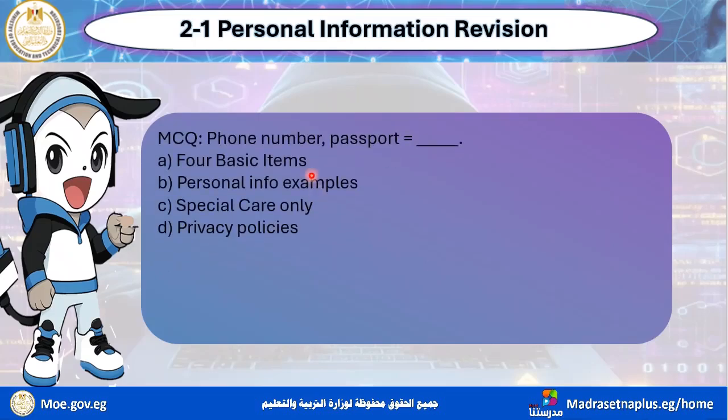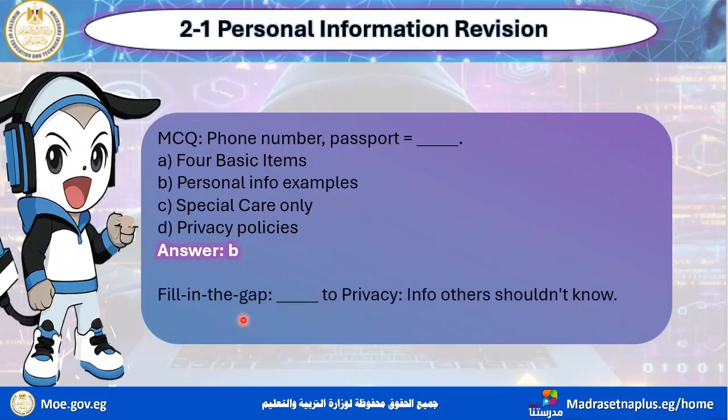Phone number, passport, they are all equal. The four basic items, personal info examples, special care only, privacy policies. So, your phone number and your passport, they are examples of personal information. Fill in the gap. What to privacy? Info others shouldn't know. So, it's right to privacy. It's your right, okay, to have your own privacy.